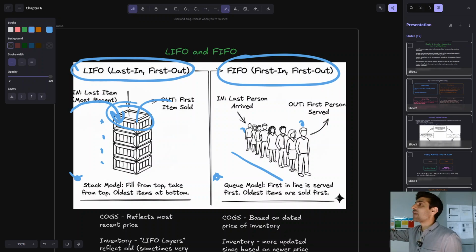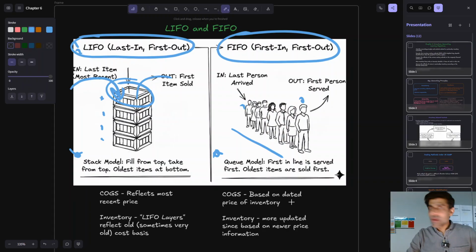You can also think about FIFO like the milk at the grocery store. They put the newest one in the back, and the one closest to you that you're pulling out is the oldest, because they're trying to get rid of that first. So again, however you want to think about it.